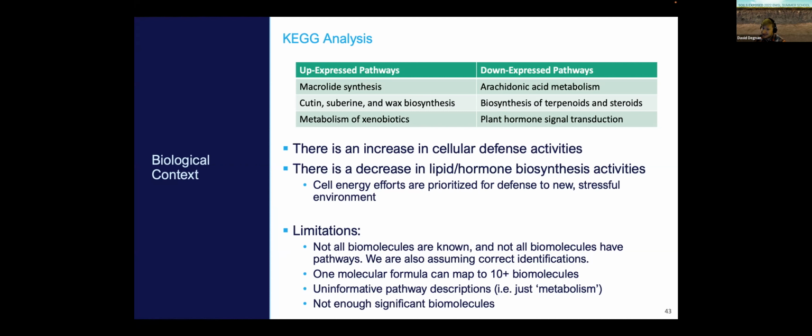There are quite a few limitations though to this approach. Not all the biomolecules are known. Not all the biomolecules from KEGG have pathways. One molecular formula can map up to 10 biomolecules. You can have not enough significant biomolecules to even do this, but you can get a snapshot from FTMS of what might be happening biologically.